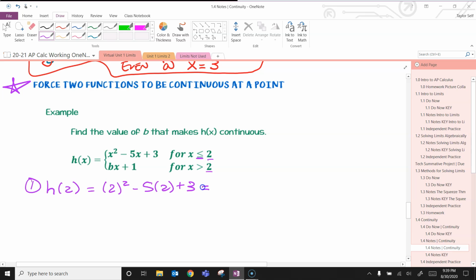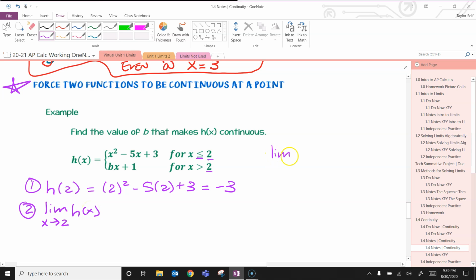And when you simplify that, you should get 4 minus 10, that's negative 6 plus 3, negative 3. Cool. 2, we have the limit as x approaches 2 of h of x needs to exist. So let's go ahead and do left and right limits. I'm going to do those over here.